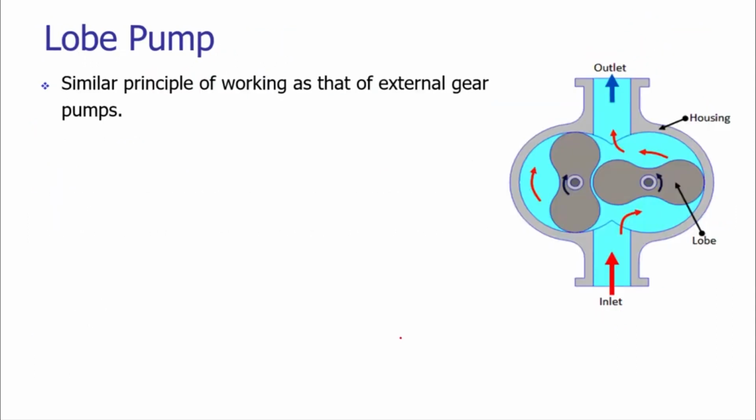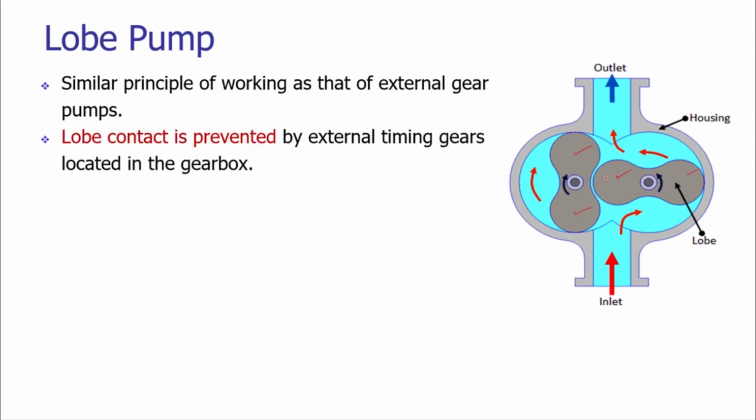The next variant is the lobe pump. You can say it is a modification of the external gear pump itself. Instead of having many gear teeth, the gear teeth profile can be changed into a lobe shape. Instead of many teeth, we have only two teeth. We can consider teeth number 1 and teeth number 2 of gear 1, and teeth number 1 and teeth number 2 of gear 2. The same or a similar principle as the external gear pump is utilized in the lobe pump itself.